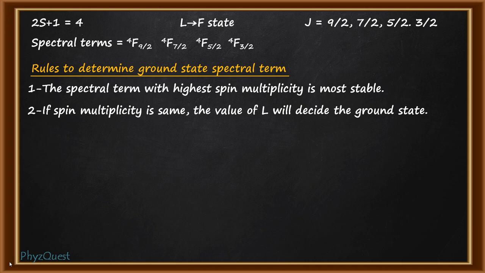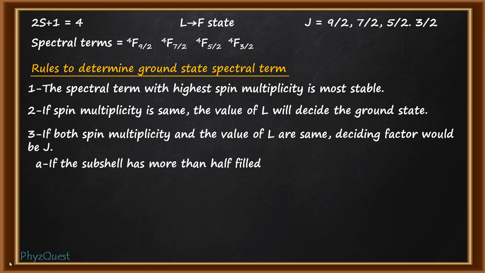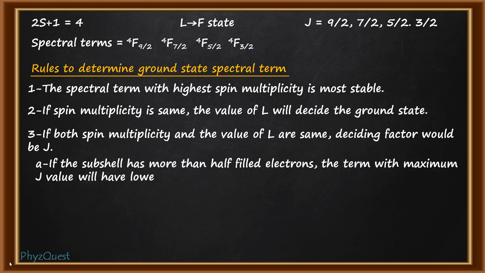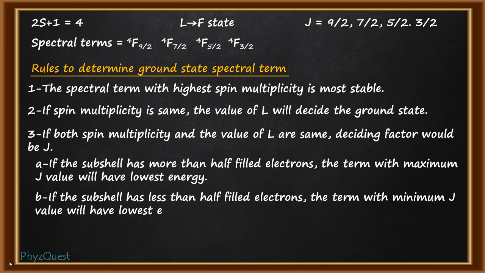So now rule number 3: if both spin multiplicity and the value of L are same, the deciding factor would be capital J. So here there are actually two rules. The first rule is, if the subshell has more than half filled electrons, then the term symbol with maximum J value will have the lowest energy. And second rule is, if the subshell has less than half filled electrons, the term with minimum capital J value will have the lowest energy.